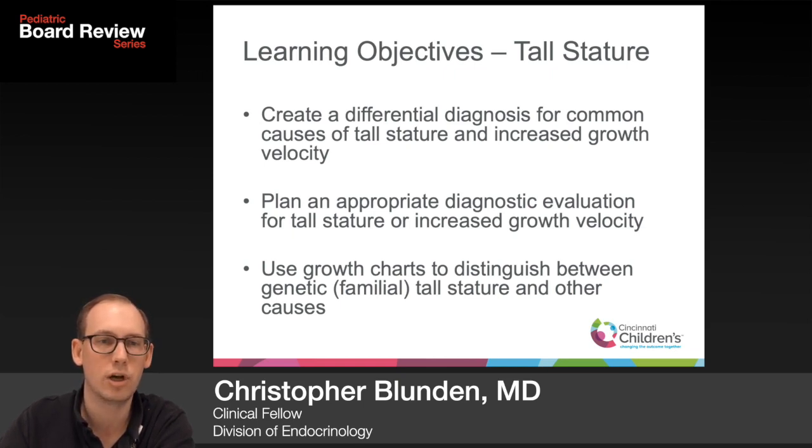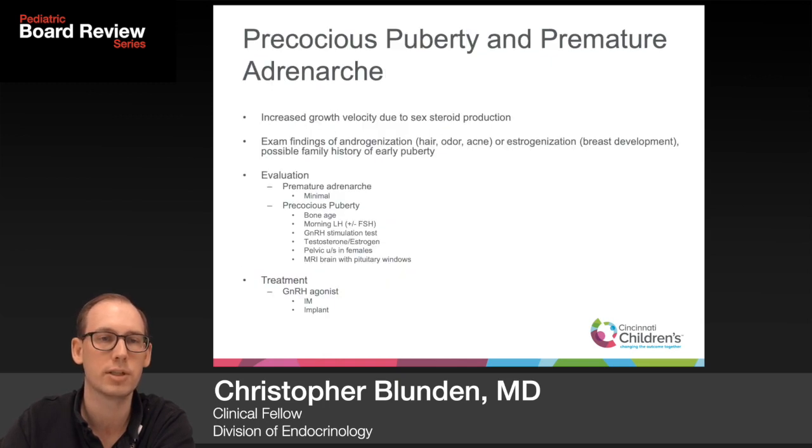So the first potential cause of an abnormal increase in growth velocity or abnormal tall stature would be precocious puberty and premature adrenarche.